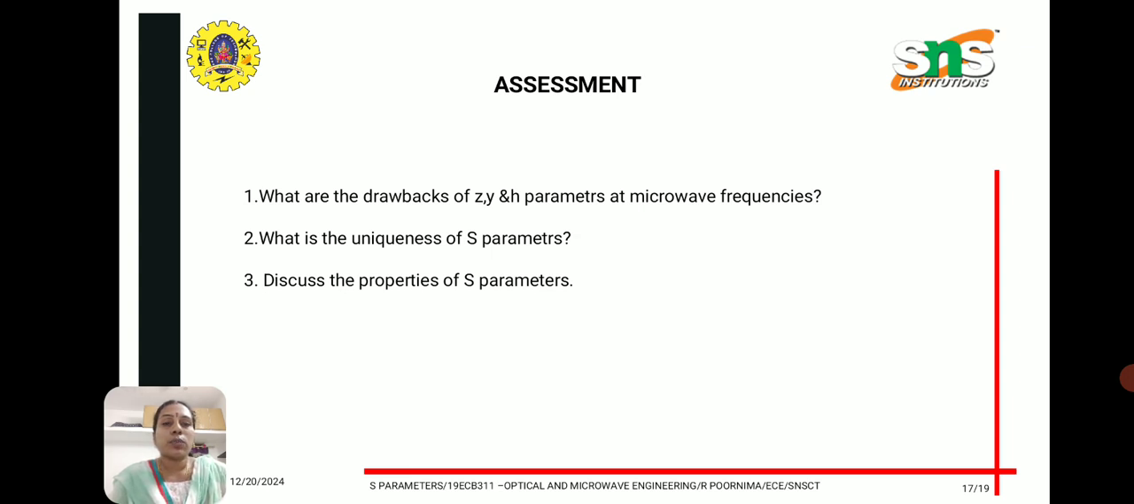So let's take the assessment questions. What are the drawbacks of Z, Y, H parameters at microwave frequencies? Since Z, Y and H parameters are useful at low frequency measurements, we cannot use those parameters at microwave frequencies. And what is the uniqueness of S parameters? S parameters are particularly used at microwave frequencies, where we can apply S parameters based on the incident and reflected waves. We have discussed 4 different properties: unitary property, symmetry property, and also the square matrix. And it is also symmetric for reciprocal networks.